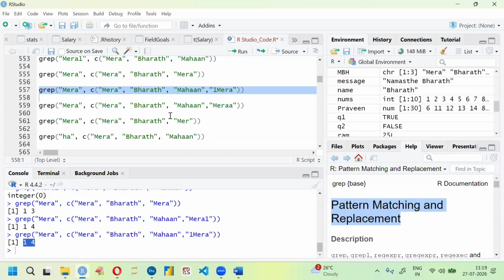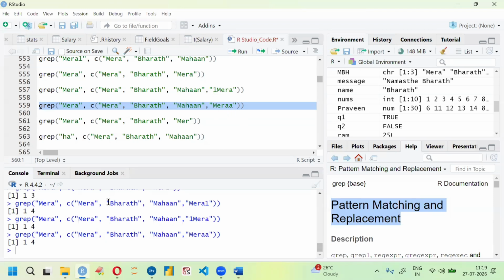Next, grep Mera in Mera Bharat Mahan Mera. Okay. So here Mera is there, and here Bharat Mahan Mera. So here, though there is an A, we have Mera. So we have to get that one. See, 1 and 4.